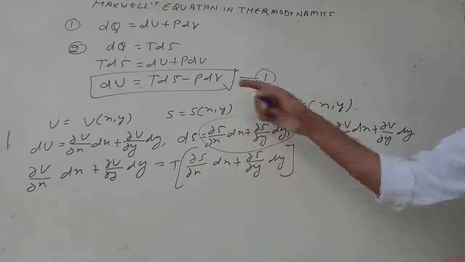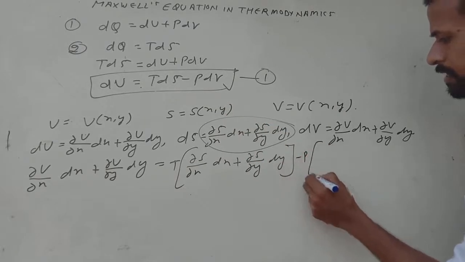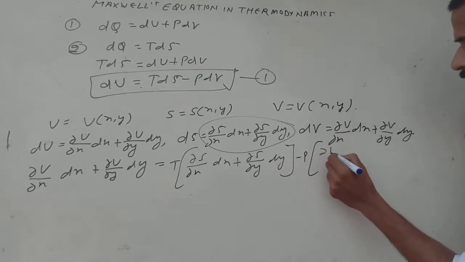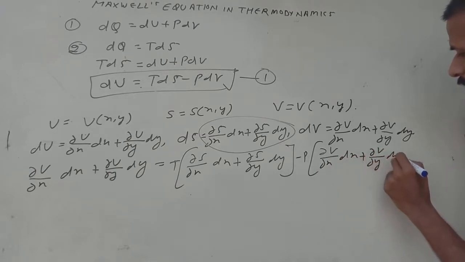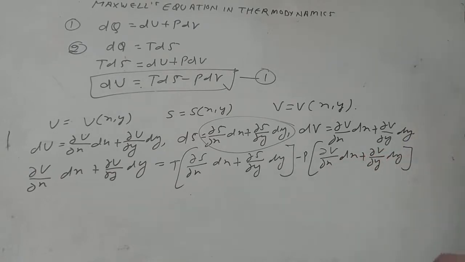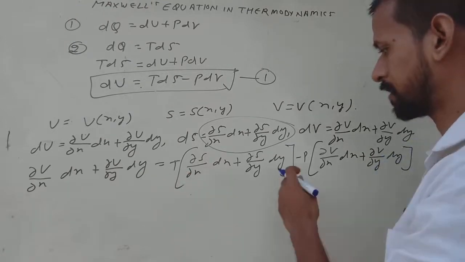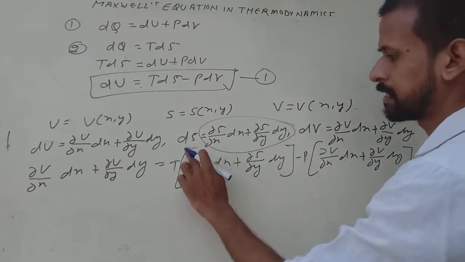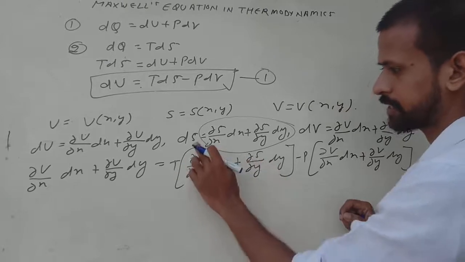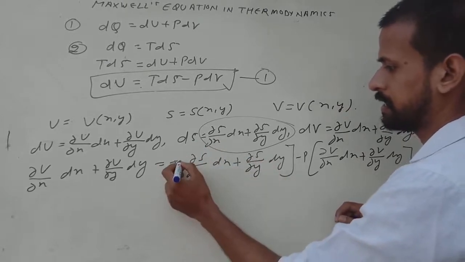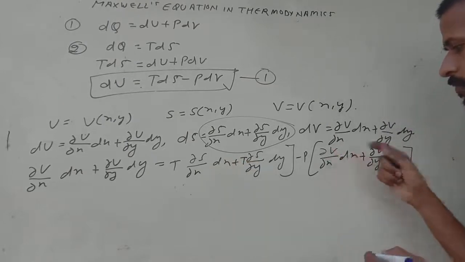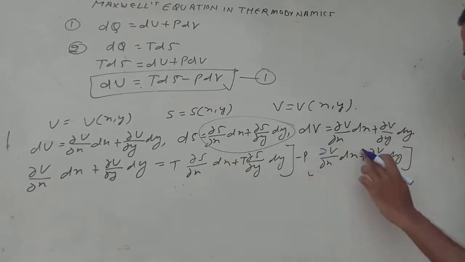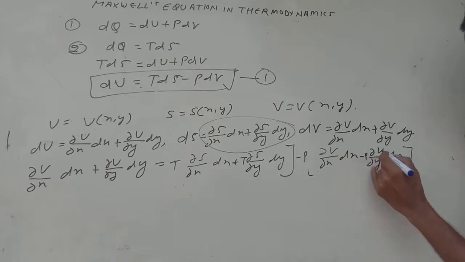bracket close, minus p, and dv is del v by del x dx plus del v by del y dy. Clear? If we remove this bracket, then T is multiplied by these terms, so this is T into this, and this is T into this. If we remove this bracket, this is minus p, and this is minus p.